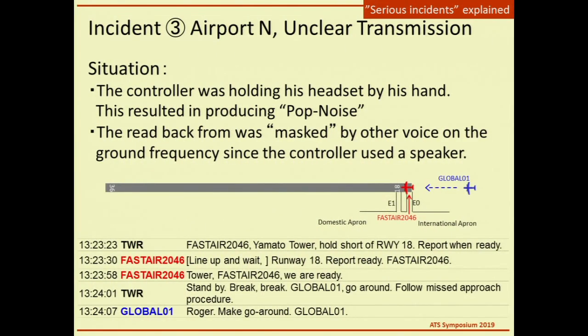Fast Air 2046, Yamato Tower, hold short of runway 18, report when ready. Line up and wait, runway 18, report when ready, Fast Air 2046. Tower, Fast Air 2046, we are ready. Standby. Break, Global 01, go around, follow missed approach procedure. Roger, make a go around, Global 01.